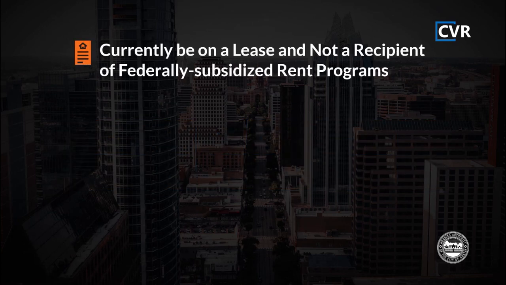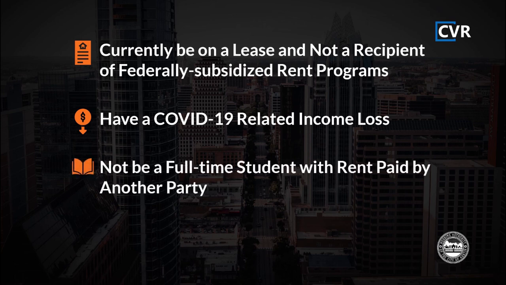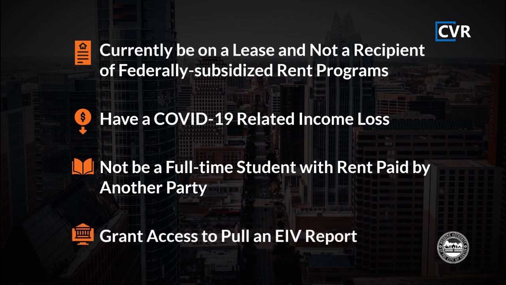Currently be on a lease or in a contractually bound relationship and not be recipients of other federally subsidized rent programs, such as Section 8 or project-based vouchers. Have COVID-19 related income loss that has made it difficult to pay rent. Not be a full-time student whose rent is paid by someone else, and grant the Rent Assistance Program access to pull your household's Enterprise Income Verification or EIV report to verify your household is not currently receiving federally subsidized rent.